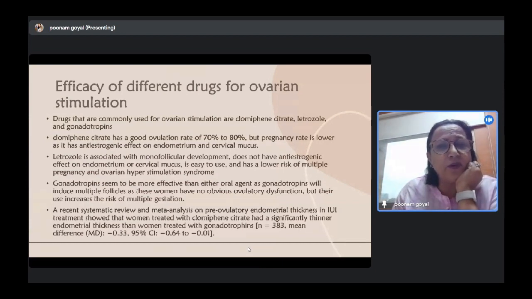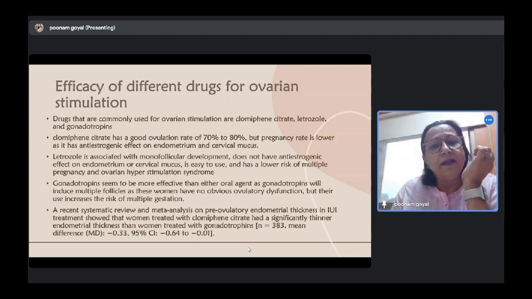Drugs that are commonly used for ovarian stimulation are the oral ones, clomiphene citrate and letrozole, and then gonadotrophins. Clomiphene citrate has a good ovulation rate of 70 to 80%, but pregnancy rate is lower as it has anti-estrogenic effect on endometrium and also hostile effect on the cervical mucus. Letrozole gives us monofollicular development and does not have anti-estrogenic effect on endometrium or cervical mucus. It is very easy to use and it has very low risk of multiple pregnancy and ovarian hyperstimulation syndrome.